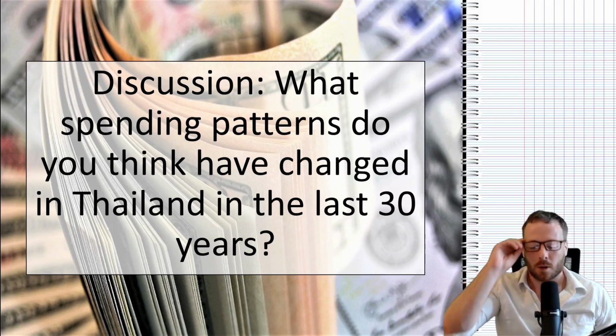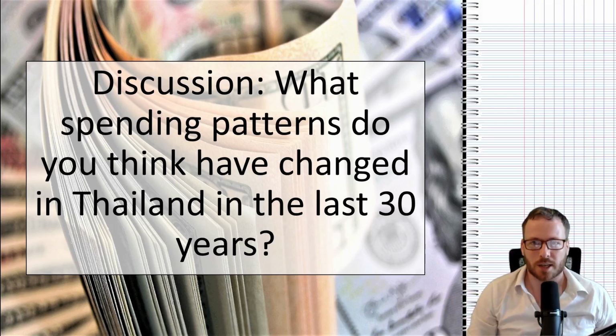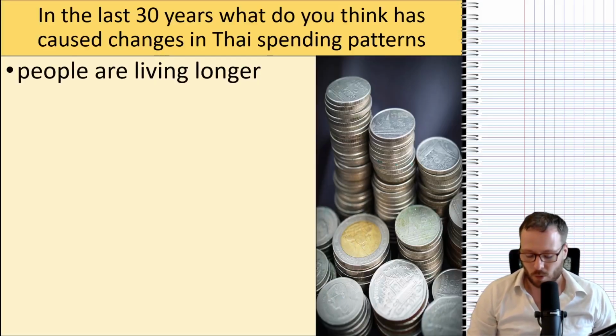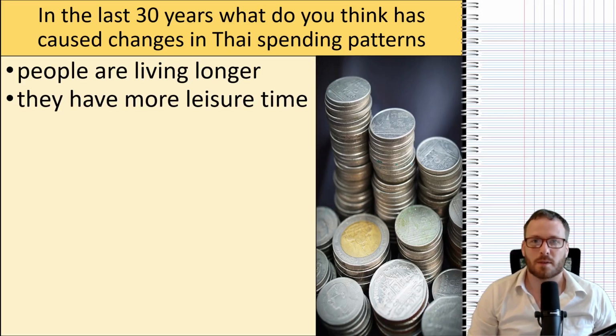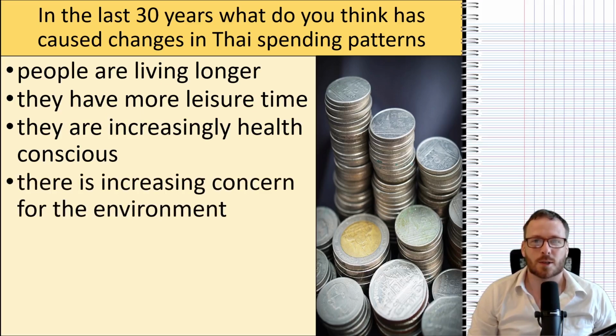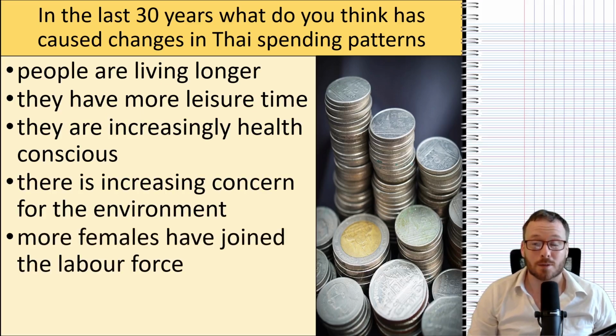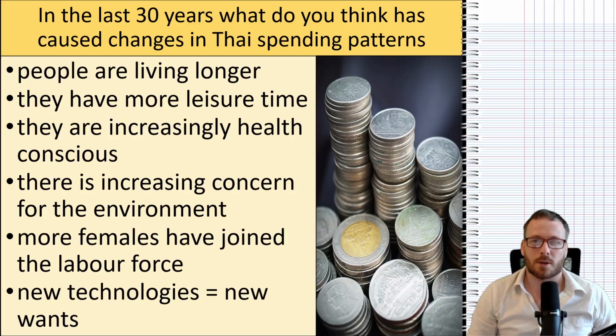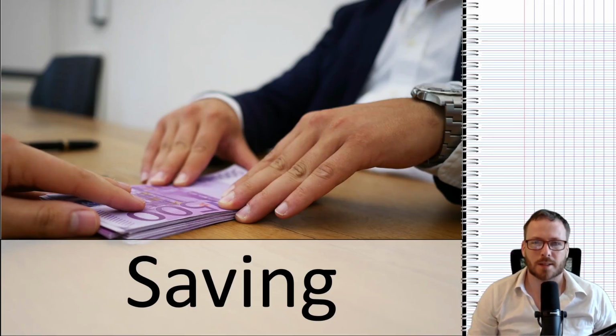So, next question then. What spending patterns do you think have changed in Thailand in the last 30 years in terms of what people are buying and using on a daily basis? Well, we know people are living longer, so they're going to buy medical stuff. They have more leisure time, so they're going to be investing in sports and activities. They're more health conscious, so think about the things they buy in stores like yogurt drinks and stuff in the 7-Eleven. There's increasing concern for the environment, yet people are still burning farms in the north, aren't they? More females have joined the labour force, so they're earning more money and therefore spending more and then controlling what businesses produce. And the new technologies, modern tech, have created a whole bunch of new wants, like having computers at home.